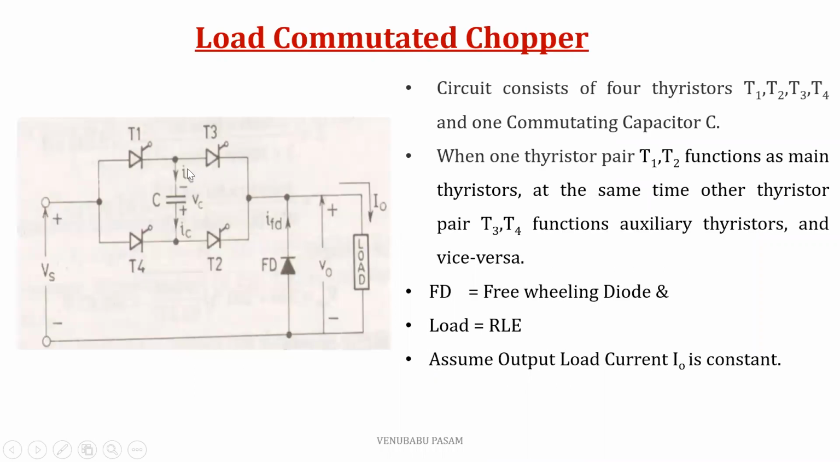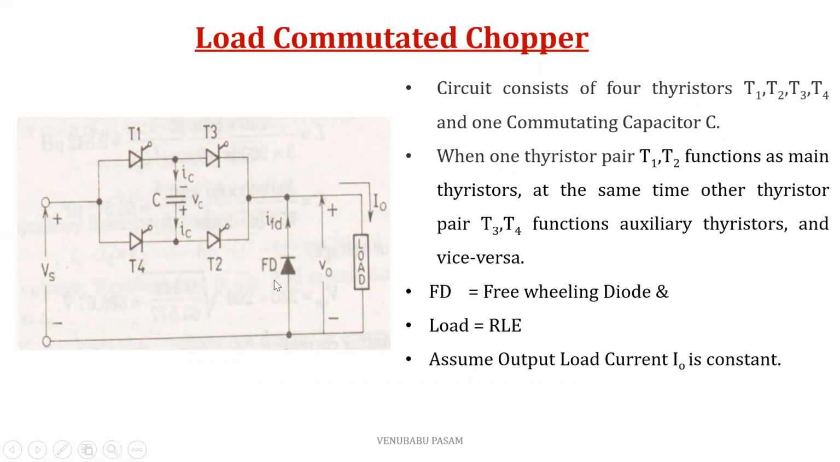Load commutated chopper circuit consists of four thyristors T1, T2, T3, T4, and T1, T2 are one pair and T3, T4 are another pair to conduct. If T1, T2 are conducting as main thyristors, then T3, T4 are auxiliary thyristors. If T3, T4 are conducting as main thyristors, then T1, T2 are auxiliary thyristors. This capacitor is the commutating component.